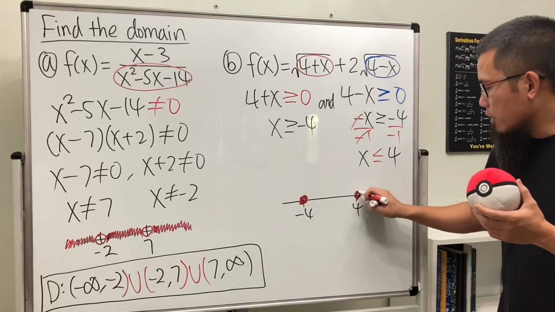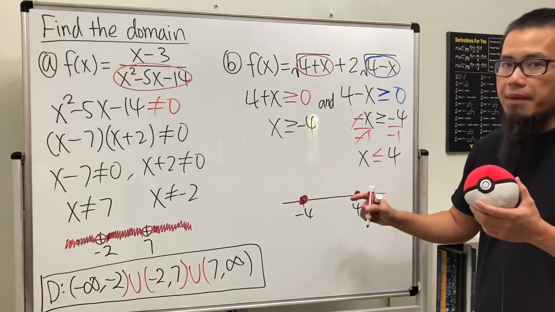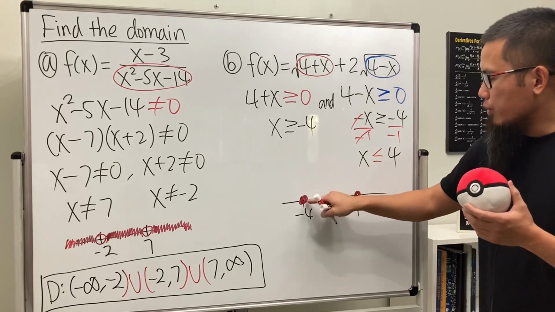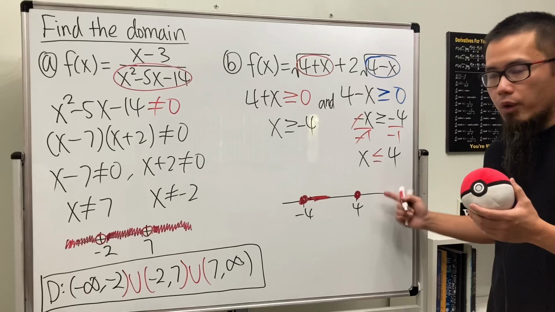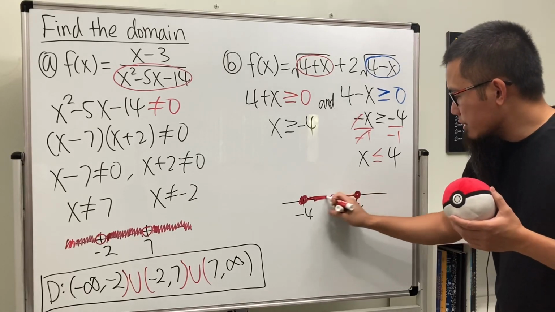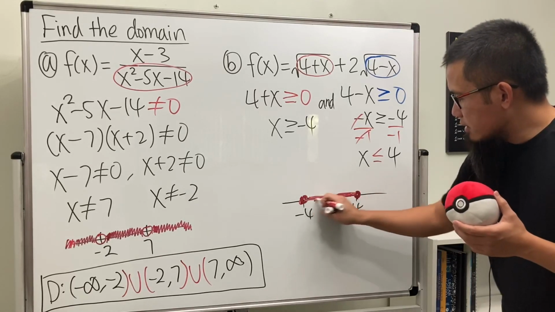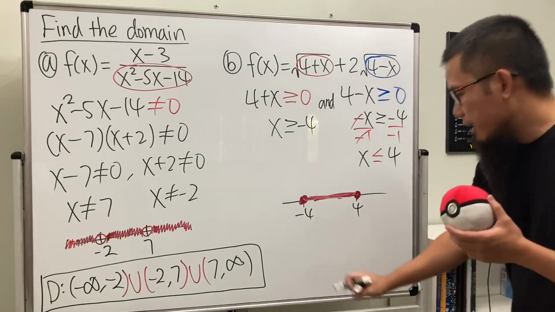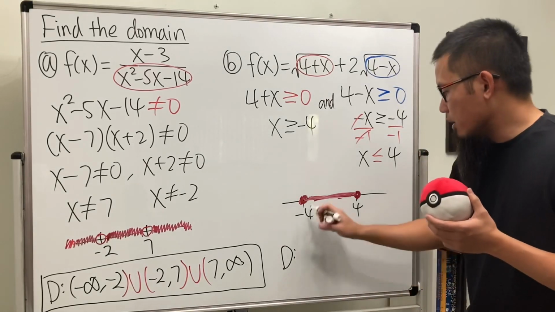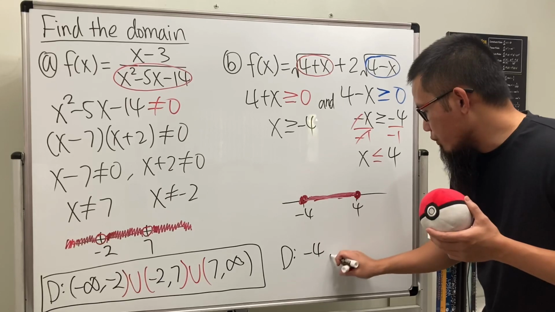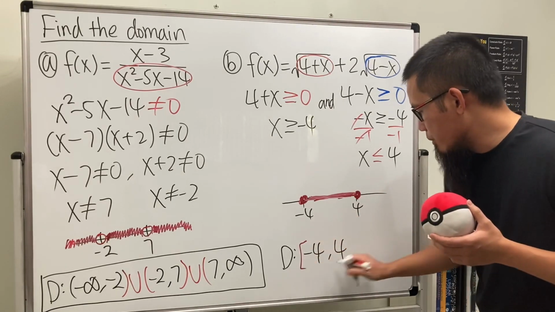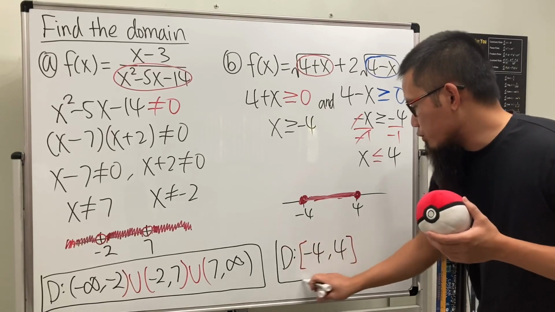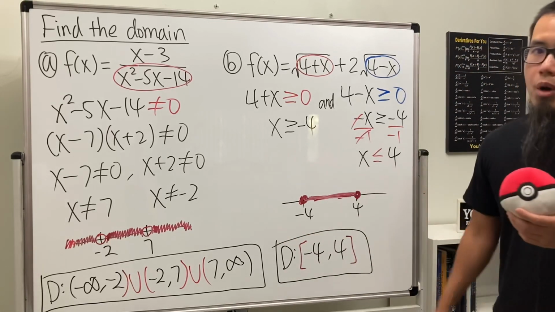We use a closed circle right here as well because they have the equal sign. Greater than or equal to negative 4, so we go this way. And then less than or equal to 4, we go the other way. So it's just the piece that's in between. So in this case, the domain is just going to be from negative 4 to 4. And we do include the endpoints, so just put down bracket, bracket. So this right here will be it for part B.